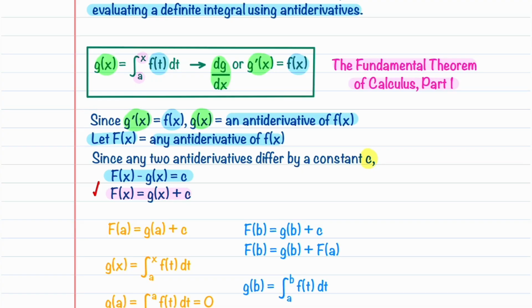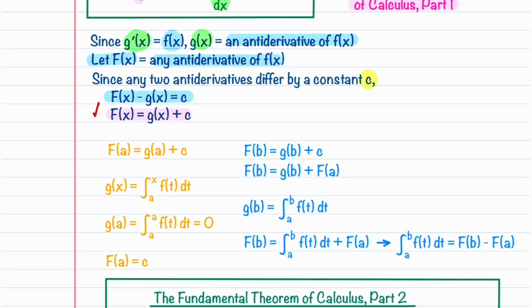What we're going to do now is see how we can use the expression that I marked with a red check and the definition of g of x in the green box above to find a formula for the definite integral of f of t from x is a to x is b. So our goal is to find a formula for our definite integral, and that way we won't have to keep using Riemann sums.